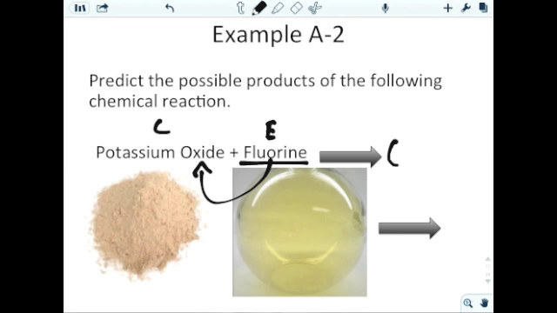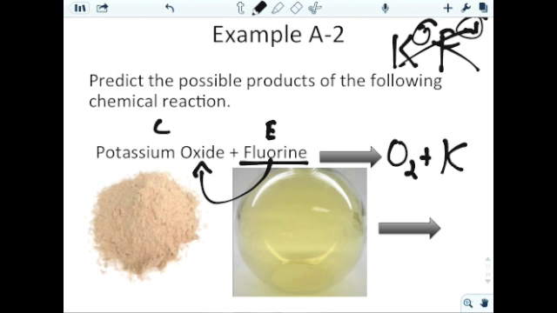So the oxygen's by itself. Is it a part of Brinkelhoff? Yes, it is. So it's O2 plus potassium, which is our K, is now bonded to our fluorine. Okay, so when we're looking at this, we check. We know that fluorine has a -1 oxidation number, and so does potassium. Switch spots, and we get KF for our potassium fluoride.